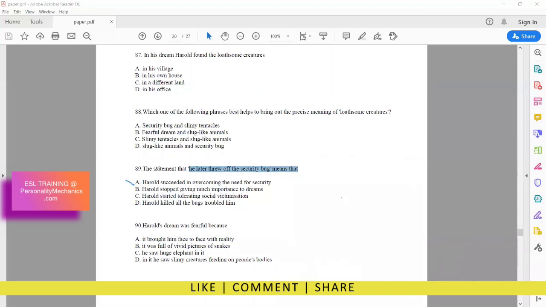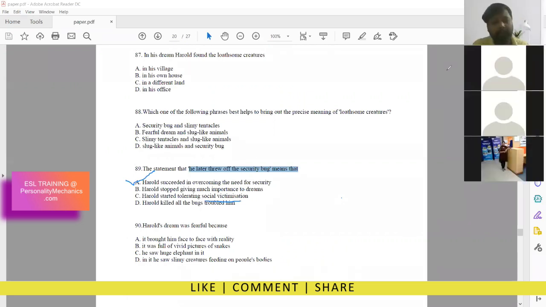So this is the best. When it comes to social victimization, he did not start getting used to the idea of it. If you're saying that he started tolerating social victimization, that is bad. That means you can go on victimizing me more and I won't mind. That's not the idea. He now said that I've had enough. I do not want you guys around me. I don't want your secure job, and probably I'll just take up some freelancing projects which are not that secure, but I can still pull that off, right? That's the idea. That is, Herold succeeded in overcoming the need for security.